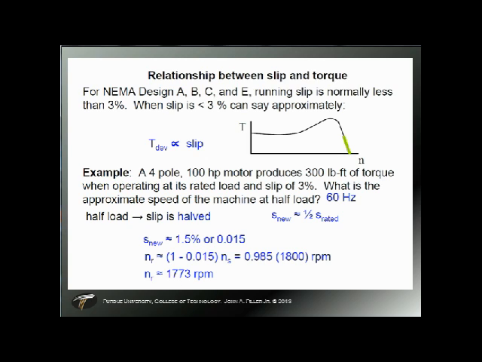Relationship between torque and slip. Really quick example here. A 4-pole machine, 100 horsepower motor produces 300 foot-pounds of torque when operating at full load. What's the approximate speed? Well, if you have half the load, your slip is halved. So we are working at 1.5% slip. So when we compare the rotor speed to the synchronous speed, we end up with 1773 RPM.